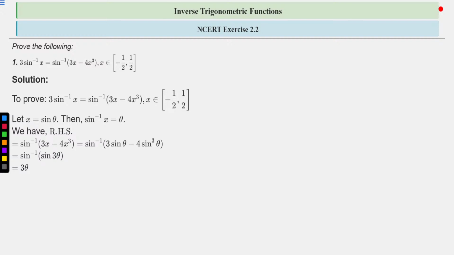Therefore, we can write sine inverse sine 3 theta will be equal to 3 theta, isn't it? Since we had taken theta is equal to sine inverse x, 3 theta will be 3 sine inverse x, right? So this is basically our left hand side, LHS. So if you have any doubt, you can ask. Is it clear to all?